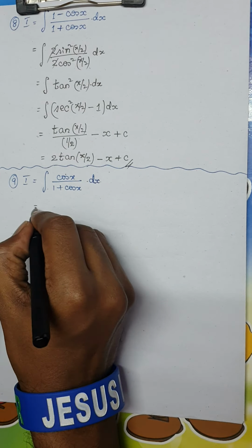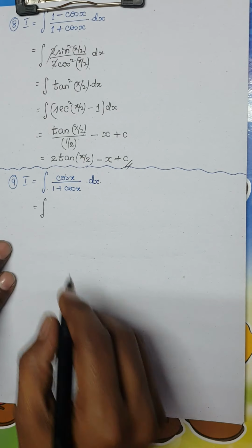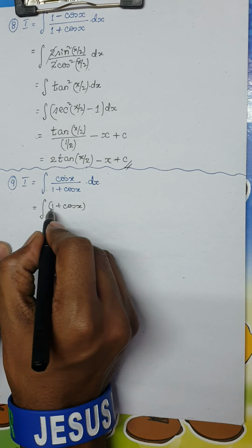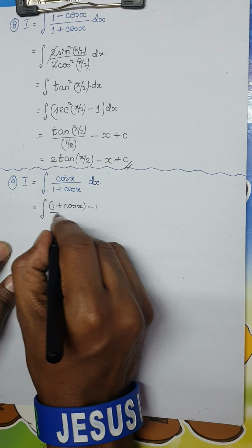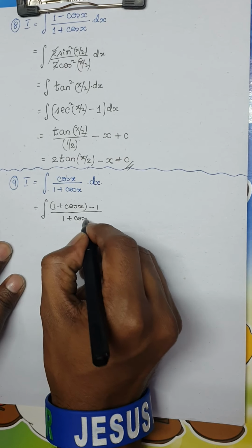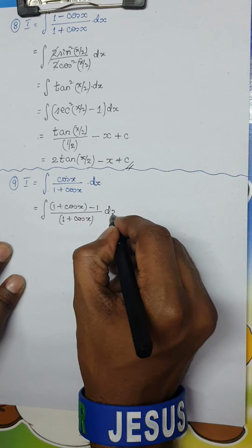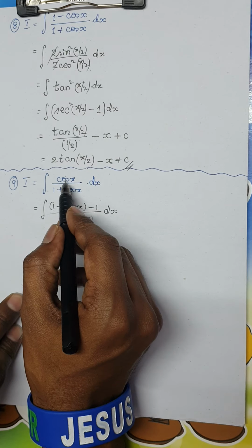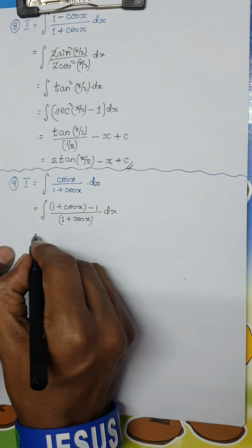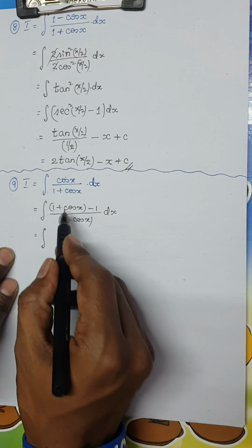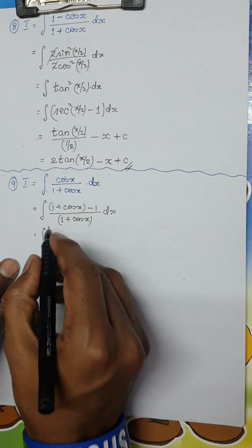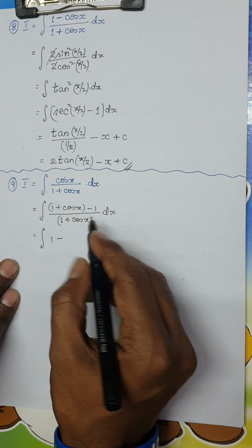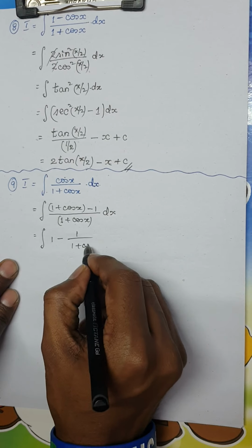Now before I use some trigonometric identities, let me make some arrangements. I am going to add and subtract 1 in the numerator. So look here, 1 plus cos x minus 1 divided by 1 plus cos x, dx. This is integrated with respect to x. If you add and subtract 1, there is no change in the integral. Now if you split the integral, you have 1 plus cos x by 1 plus cos x, that is nothing but 1. It gets canceled. Minus 1 divided by 1 plus cos x.